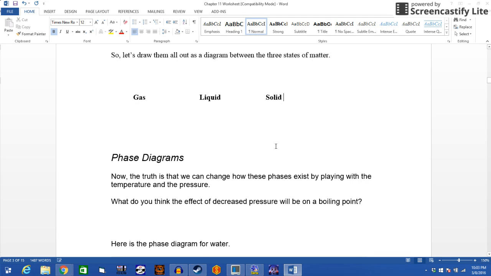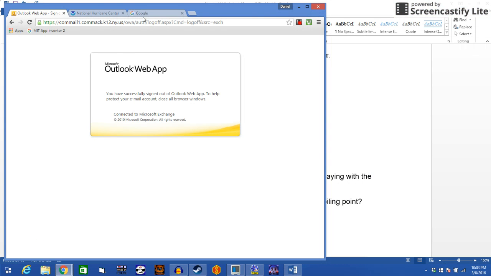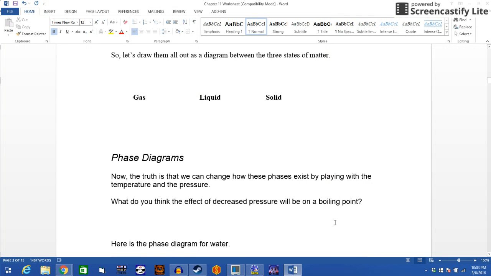One day I'll figure out how to do the drawing tools on this. I know there's a way to do it. I don't know. It's around here somewhere. But I think because I'm sharing the screen, it's not so easy to do. Anyway, I'll look into it another time.